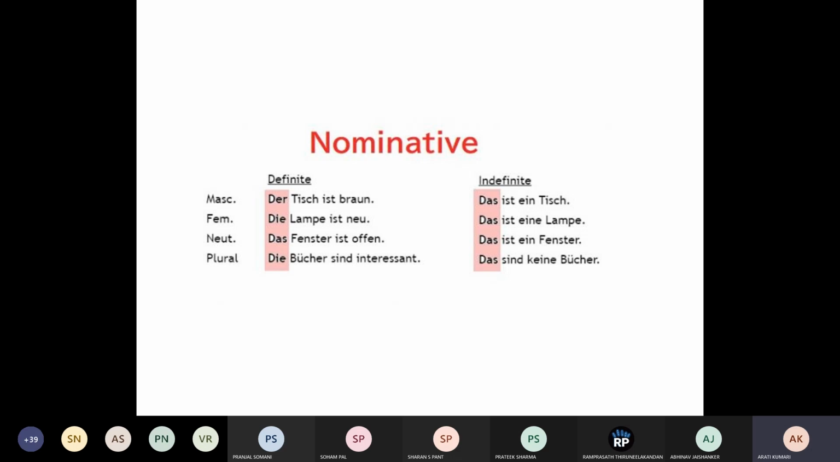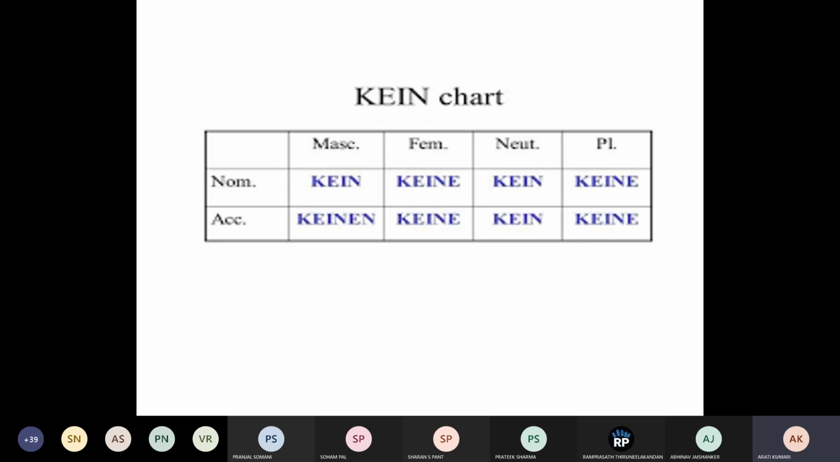But today we start, first of all, with this chart, how to use kein. Like we have already learned, kein is the indefinite article negative. So you know this table, the bestimmte article, the definite article.